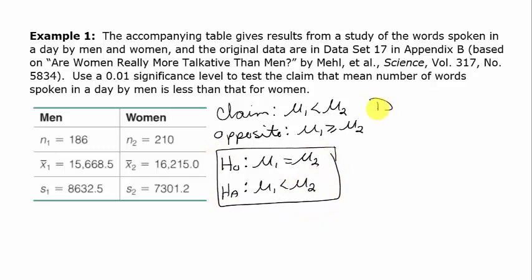Our degrees of freedom. N1 is 186, N2 is 210, so it's going to be N1 minus 1. So that's 185. Now that we have this information, we can find our critical value. I'll write down alpha first. Alpha is 0.01.